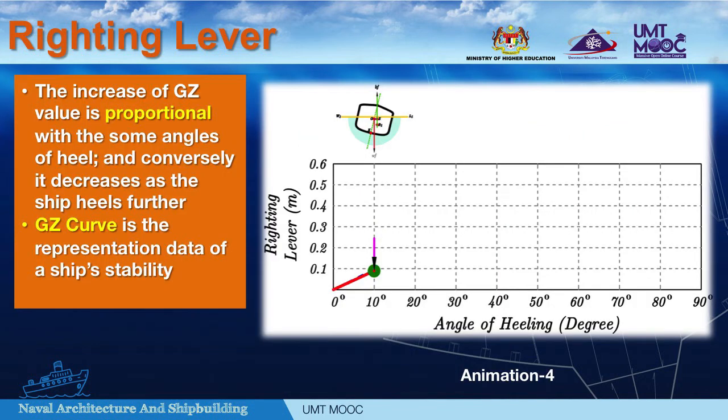In this current slide, we see visually from animation 4 that the righting lever is plotted against the angle of heel, and this resulting graph is then called the GZ curve, or righting lever curve. Dear all students, the GZ curve is actually a representation of a ship's stability characteristic. What we can observe from the animation here is that the GZ value is proportional to the angle of heel, and conversely it decreases as the ship heels further.